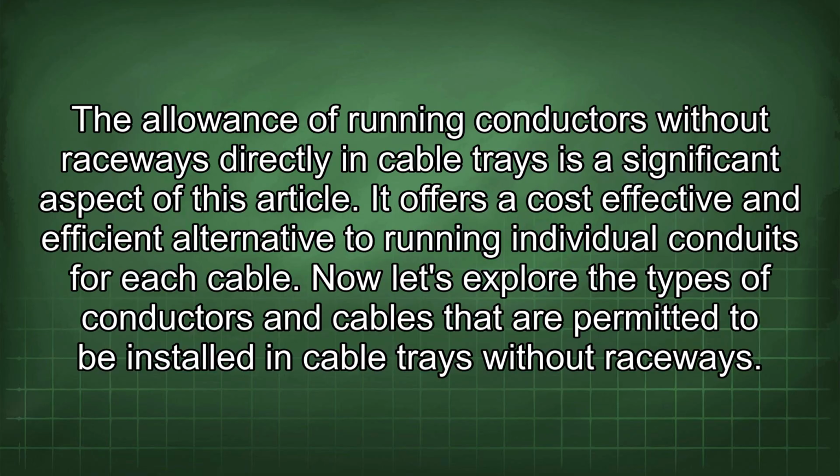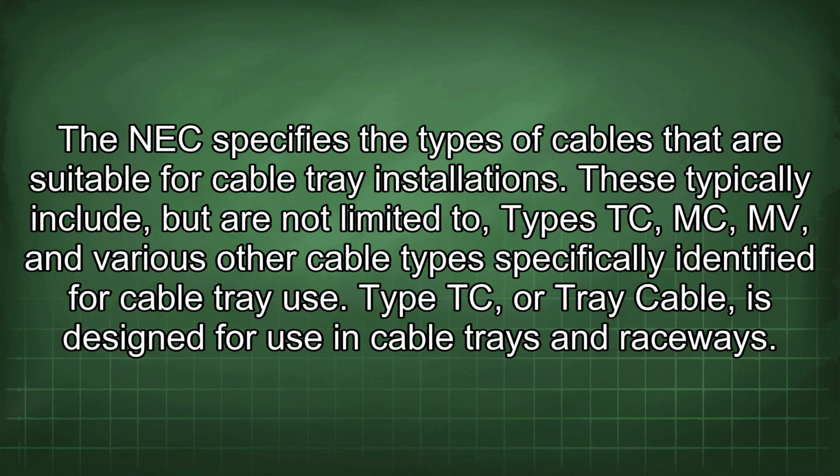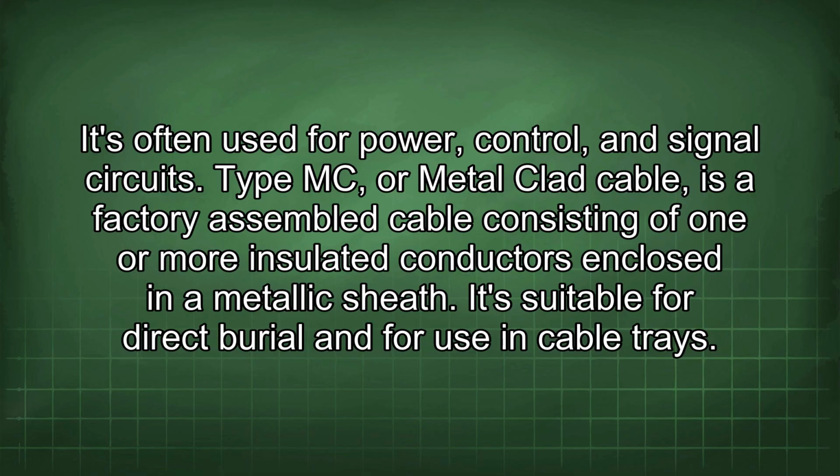Now let's explore the types of conductors and cables that are permitted to be installed in cable trays without raceways. The NEC specifies the types of cables that are suitable for cable tray installations. These typically include, but are not limited to, types TC, MC, MV, and various other cable types specifically identified for cable tray use. Type TC, or tray cable, is designed for use in cable trays and raceways. It's often used for power, control, and signal circuits.